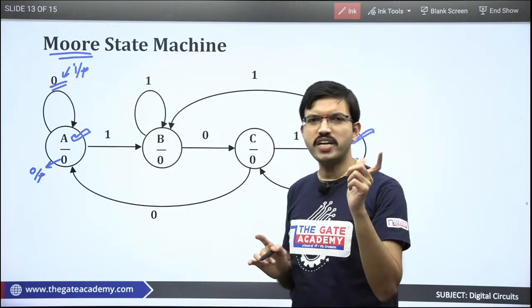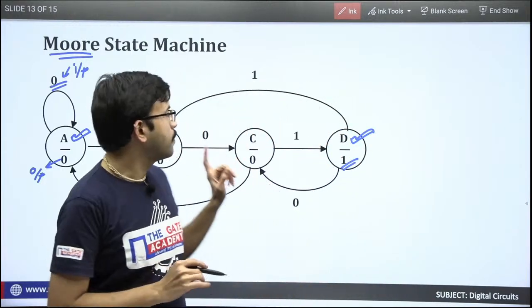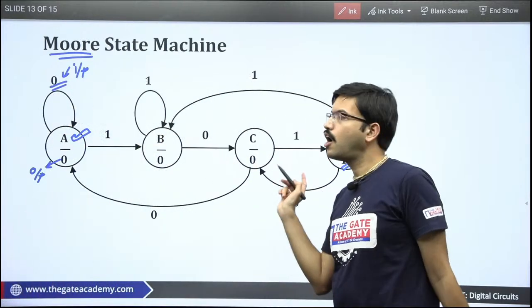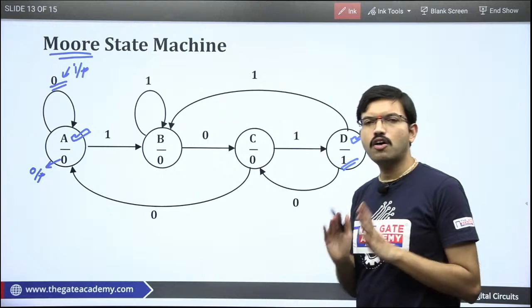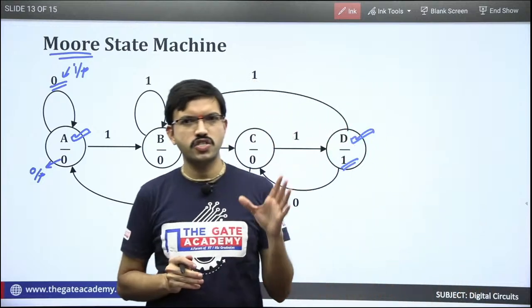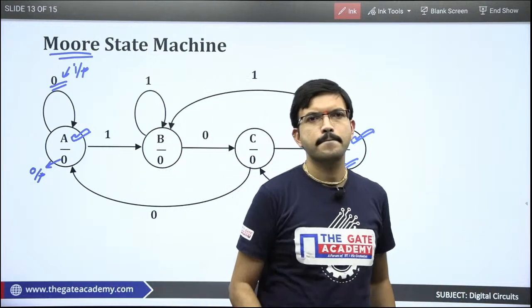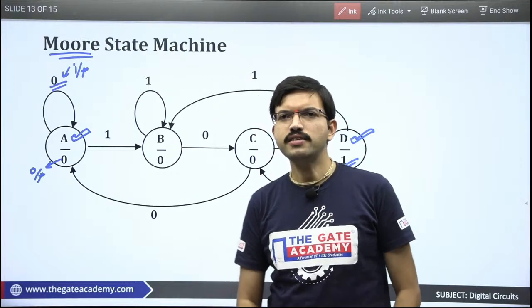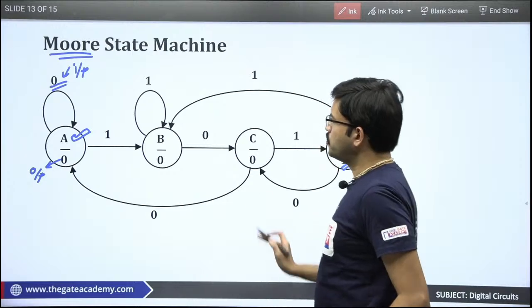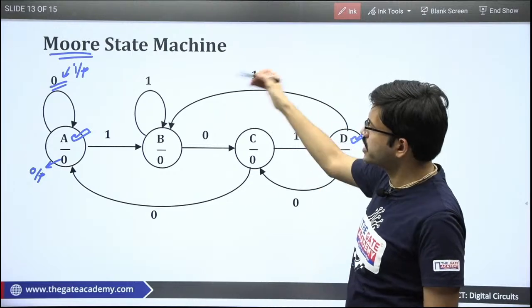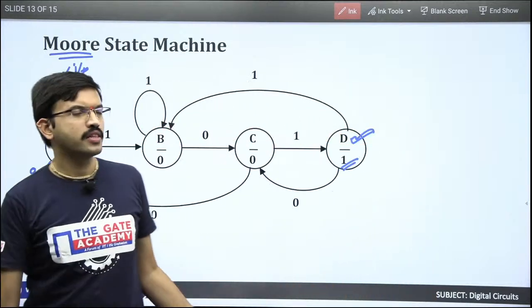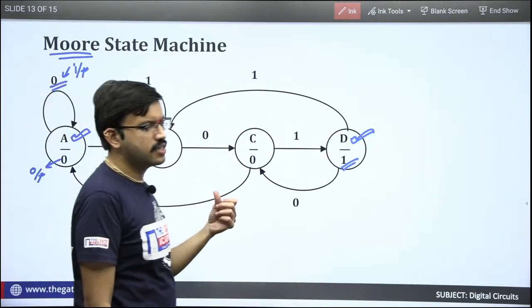Are you able to visualize the difference between the Mealy state machine and the Moore state machine in the diagram? How we are representing how the outputs depend on what conditions? Clear? Right. Okay. Now here also if you observe, this particular state diagram is detecting what bits? All of you please respond. This particular state diagram is detecting what bits?